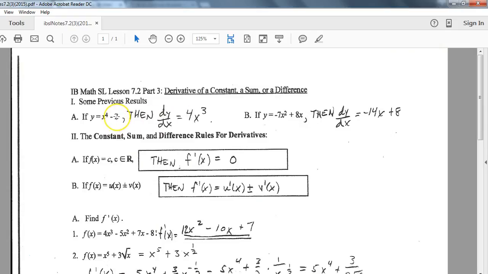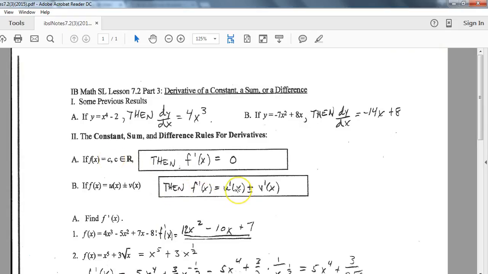When you run into a constant like this one, you can think of this as negative 2x to the 0 power. Well, if I had x to the 0 right here, the power rule would tell me to take the 0 exponent times the front. Well, anything times 0 is 0. So if you just have a constant, it zeroes out. And so here's the rule officially for that. So the derivative of a constant is 0 anytime you have a constant.